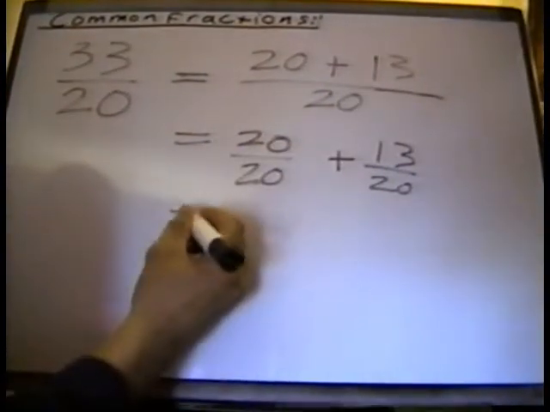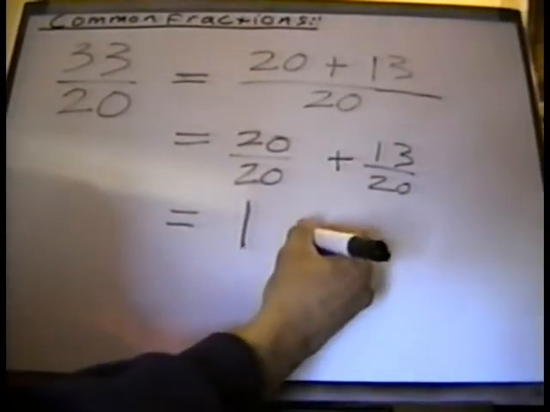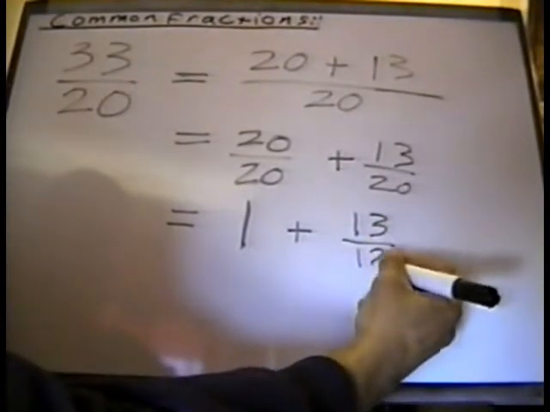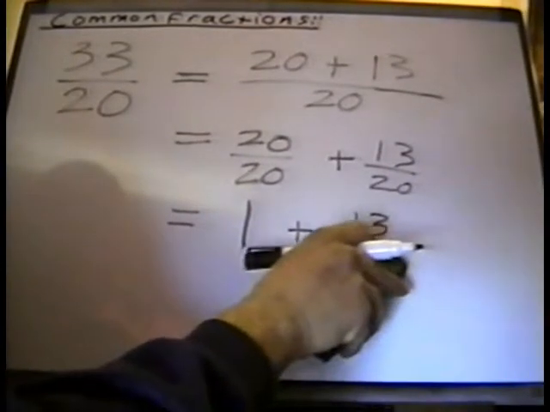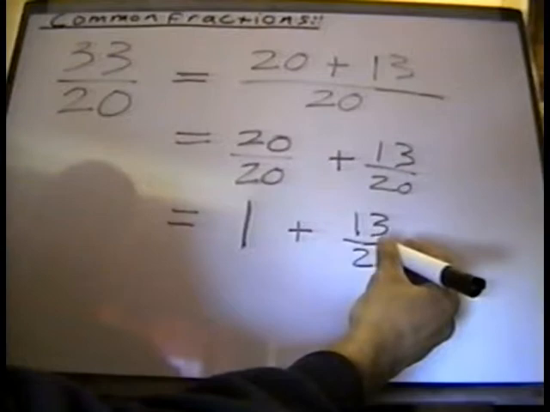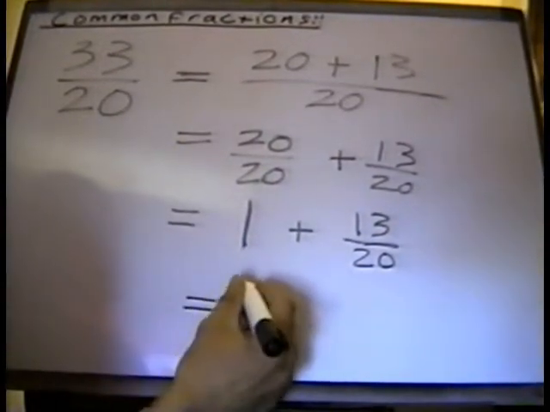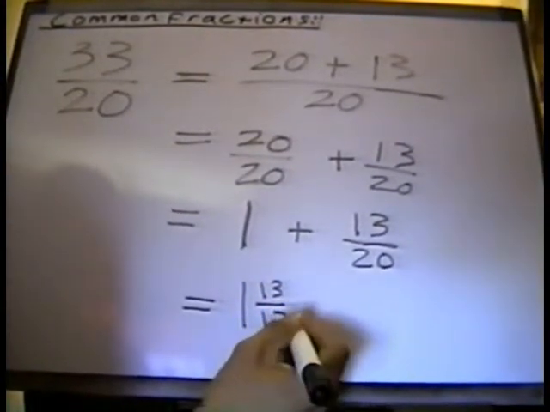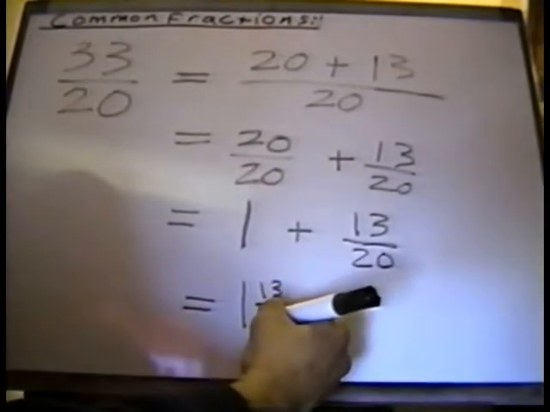Now this allows you to cancel out the 20 and make 1. That becomes 1 plus 13/20. Or we could say 1 and 13/20. 1 and 13/20.